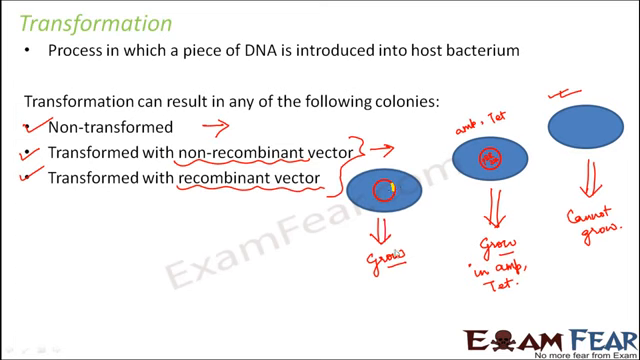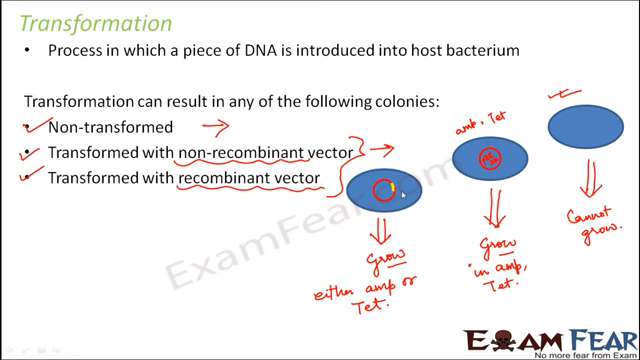Therefore, what happens? This one will be able to grow in only one of the two antibiotic media. That means it will be able to grow either in ampicillin medium or in tetracycline medium, depending on where the gene of interest has been linked to the vector. So if the gene of interest has linked to the vector in that area where the ampicillin resistance genes were located, in that case the ampicillin resistance has been destroyed. If the gene of interest is located in that site which contained the genes resistant to tetracycline, in that case the resistance to tetracycline is spoiled.